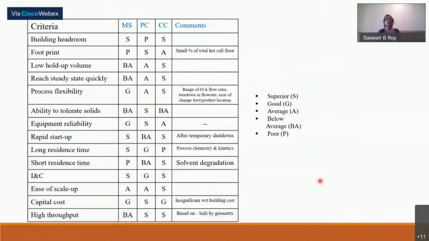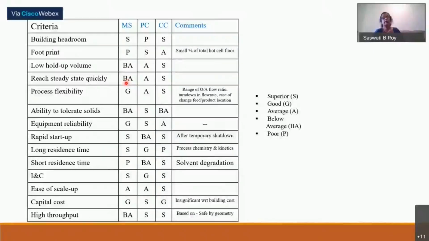Now we will see the basic points on which we select what type of unit. Here you can see, when headroom is a constraint, when your building height is a constraint, then column is not a good choice, and mixer settlers and centrifugal contactors are useful. When your floor area is small, then column is a better choice. When you need low hold-up, the best is the centrifugal contactor, and next is the pulsed column. Mixer settler or the slurry extractor, we treat them in a similar way. They are not a good choice.